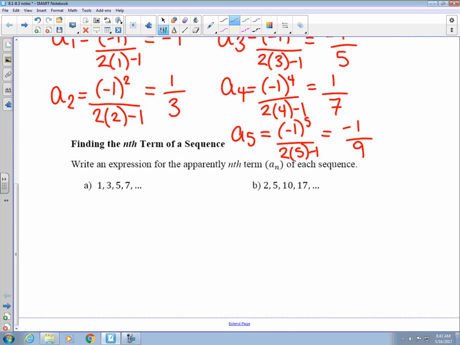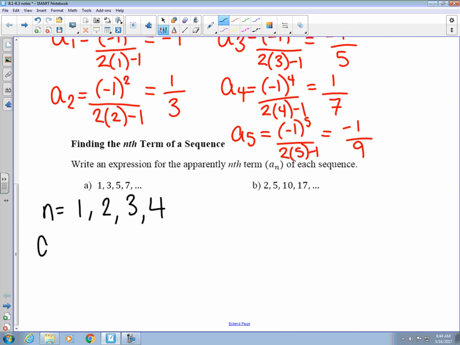Okay, the next part of this section is to find what the sequence rule is. If there's anything that can be challenging about this section, it's finding the rule. If you're not given it, you're given the terms, and you have to figure out the rule that fits. My strategy is to write down what the n's are, which is the number of terms: 1, 2, 3, 4. They gave us 4 terms. And the a sub n's that they gave us are 1, 3, 5, and 7.